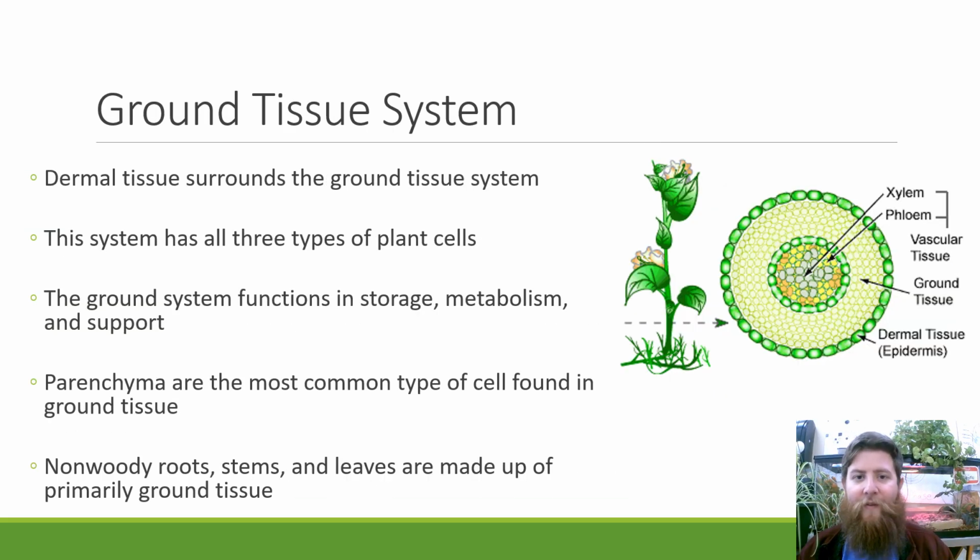The ground tissue system. The dermal tissue is on the outside. The ground tissue system is in the middle here. This has all different types of plant cells inside of this space here. Its main job is storage, metabolism, and support of the plant. Inside of here, your most commonly found cells are parenchyma, because those are the ones doing metabolism and storage. You also have some collenchyma in here for support. Your non-woody roots, stems, and leaves are all made up primarily of ground tissue with that epidermis on the outside.